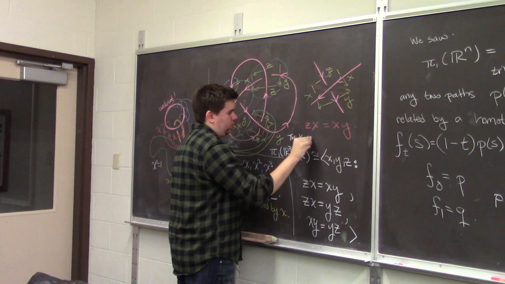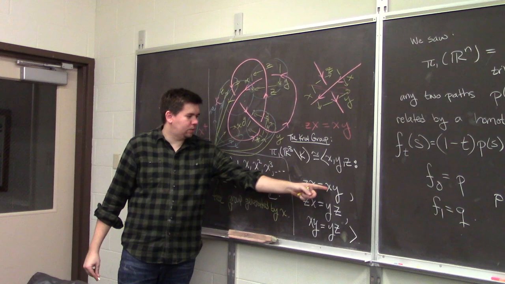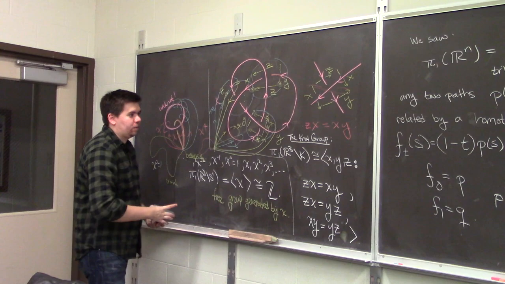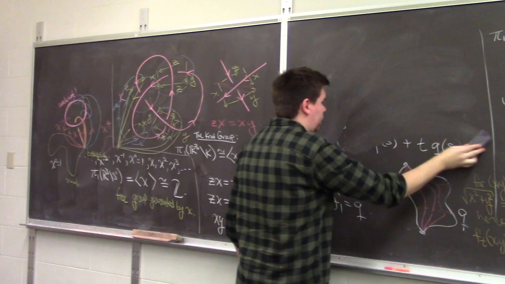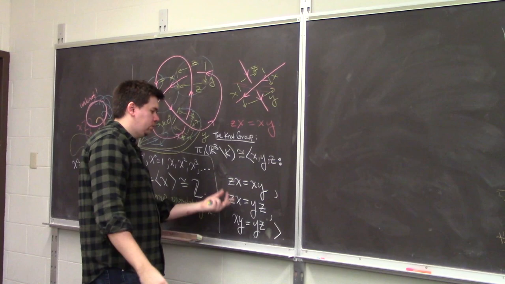So for the trefoil, when K is the trefoil, it came out to be generated by X, Y, and Z with the relations ZX is XY, ZX is YZ, and XY is YZ. Now, what is XZ? Well, you could try to deduce it from these new relations. But these are all the relations you need. Everything else can be deduced from those.